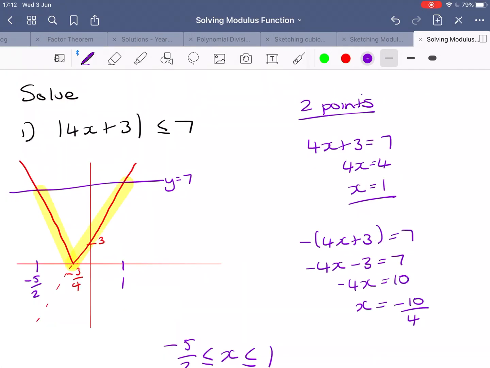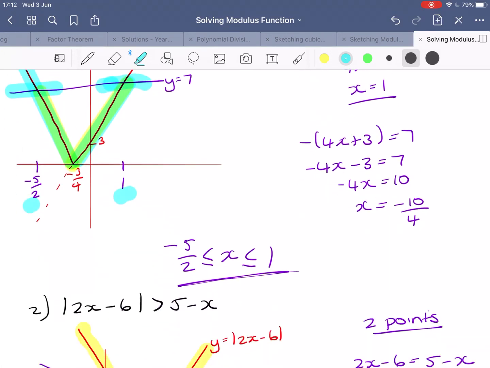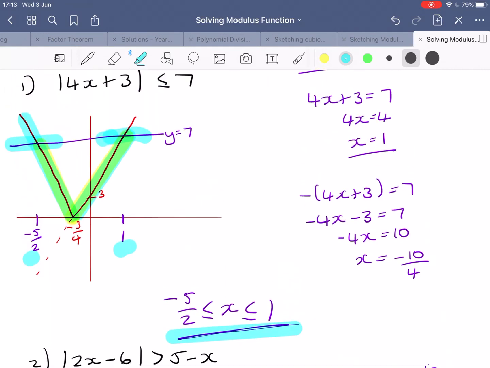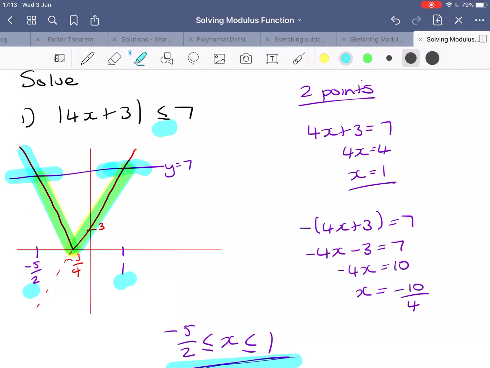Okay, so again, first one, draw it. You've got the positive version of the line and the y equals 7. You've got the negative version of the line and the y equals 7. So you end up with x equals 1 and x equals minus 5 over 2. And so your inequality becomes minus 5 over 2 is less than or equal to x is less than or equal to 1. And I didn't say this before, but just like any inequality, if that's a less than or equal, you use less than or equals, or greater than or equals. If it's just a less than, you use less than.